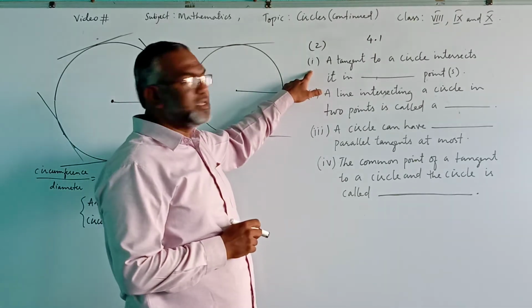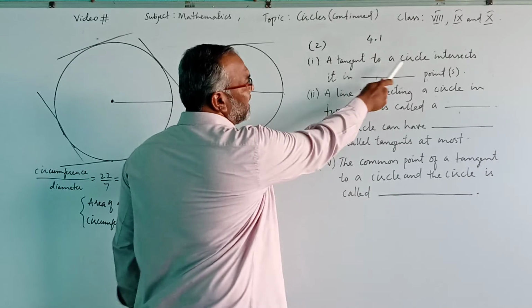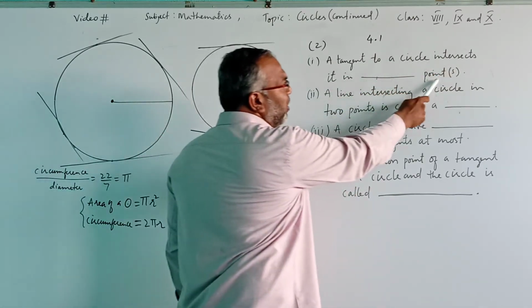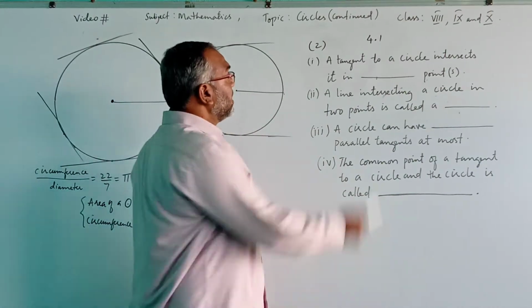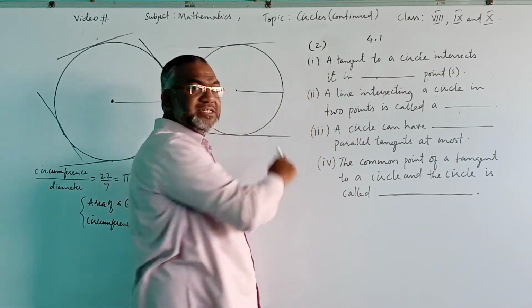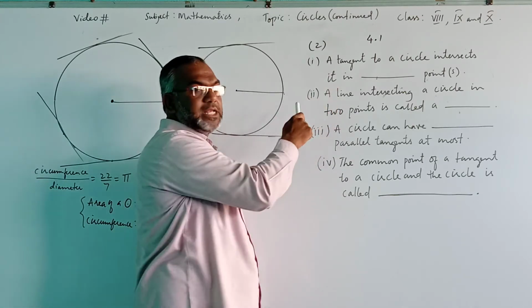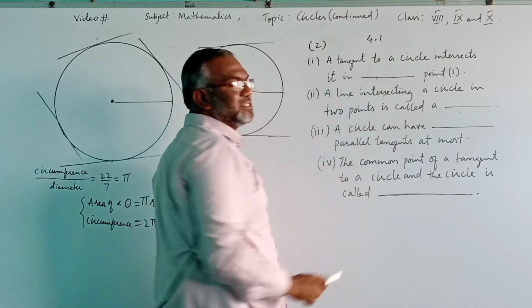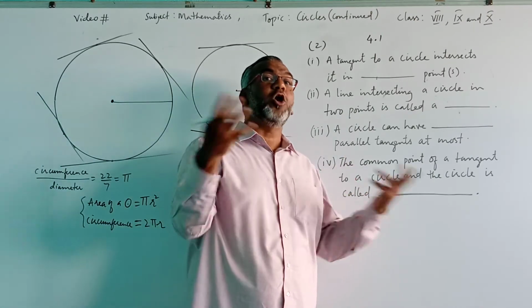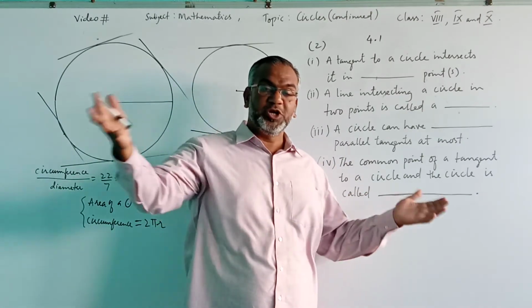First question is, a tangent to a circle intersects it in dash point or points. A tangent to a circle intersects it. Here, it refers to the circle, in dash points. It means a tangent intersects the circle at how many points they are asking? 1, 2, 3, 4, right?